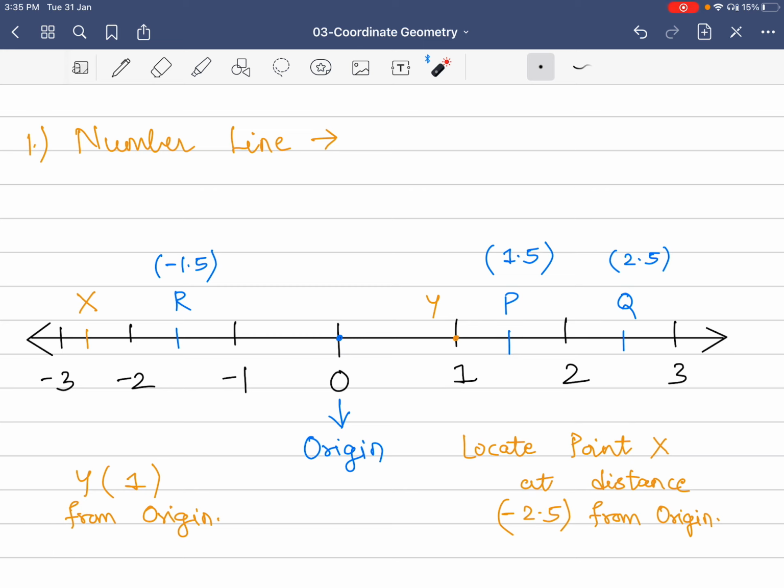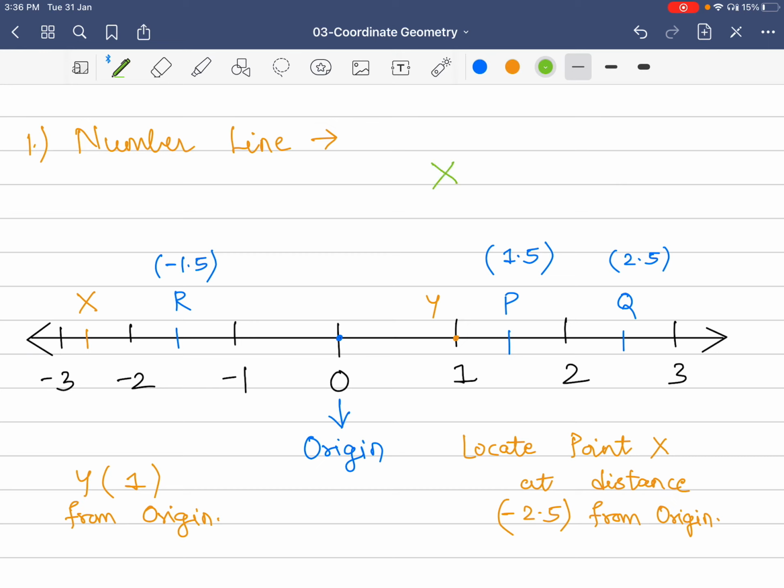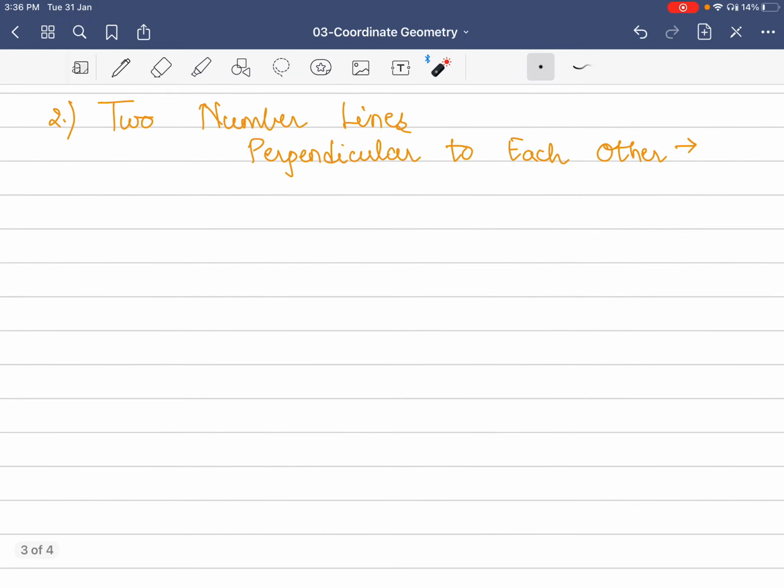However, now the usability of this number line is very limited. What if there is a point on this plane? So what if there's a point somewhere here, or somewhere here, or somewhere here? What if there are points which are away from the number line, which are not on the number line? Can we find out their positions, their coordinates using the number line? So apparently it seems yes, we can definitely do that. And the way to do it is exactly, we are going to use two number lines which are perpendicular to each other.